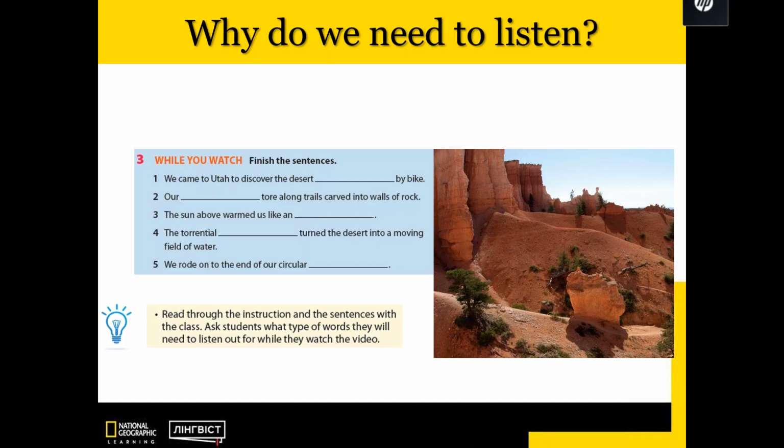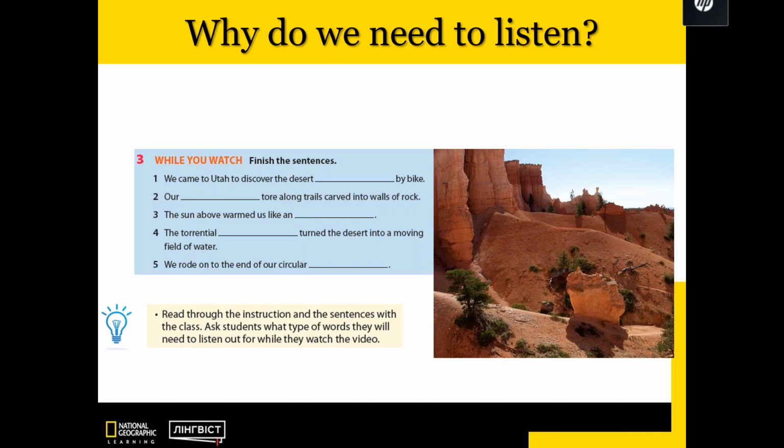Before you start doing exercises, look through the instructions with the class. Help them if they don't understand anything. Help them to understand how to complete the task. Ask what type of words they will need to listen for while they watch the video. When they need adjectives, when they need verbs, maybe it's a noun.